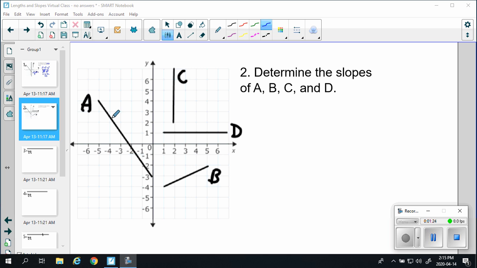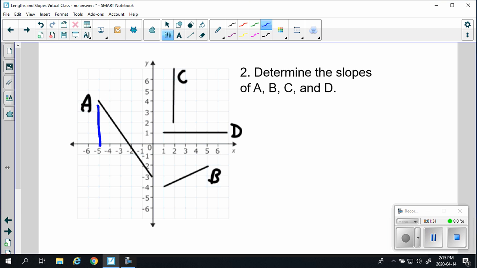Determine the slopes of A, B, C, and D. So if we're looking at the slope of line A, most of you would know that we're looking at the rise over the run. So if we calculate the rise, we're going to see that this is 7 units from top to bottom, and the run is 5 units. So most people might say that the slope of A is 7 over 5. But you have to remember to check to see if maybe this slope is negative. So we always read slopes from left to right. And because it's falling to the right, we would say that this is a negative slope.